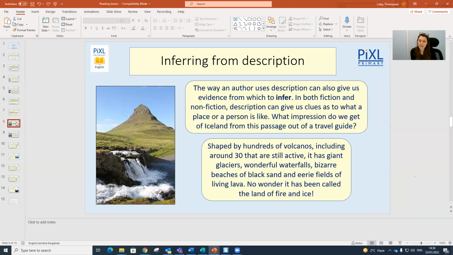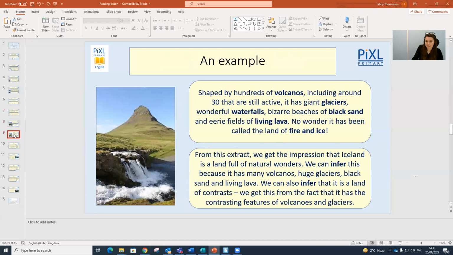Shaped by hundreds of volcanoes, including around 30 that are still active, it has giant glaciers, wonderful waterfalls, bizarre beaches of black sand, and eerie fields of living lava. No wonder it has been called the land of fire and ice.